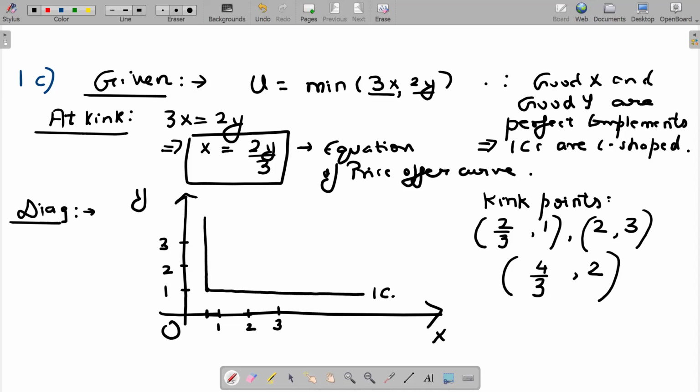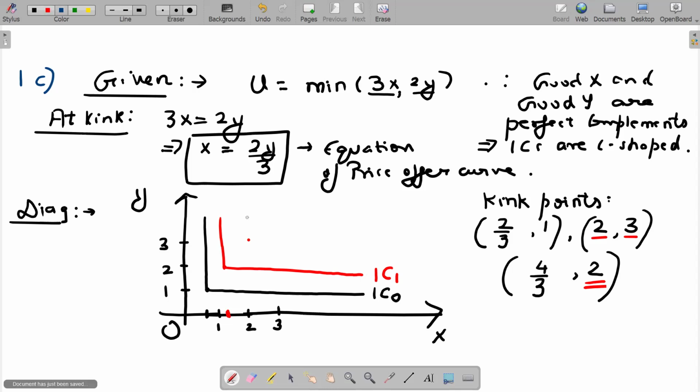One indifference curve, I see 0. Another indifference curve, when Y takes the value 2, X takes the value 4 by 3. How much is 4 by 3? 1.33. So this is another kink. I see 1. And when Y takes the value 3, X takes the value 2.